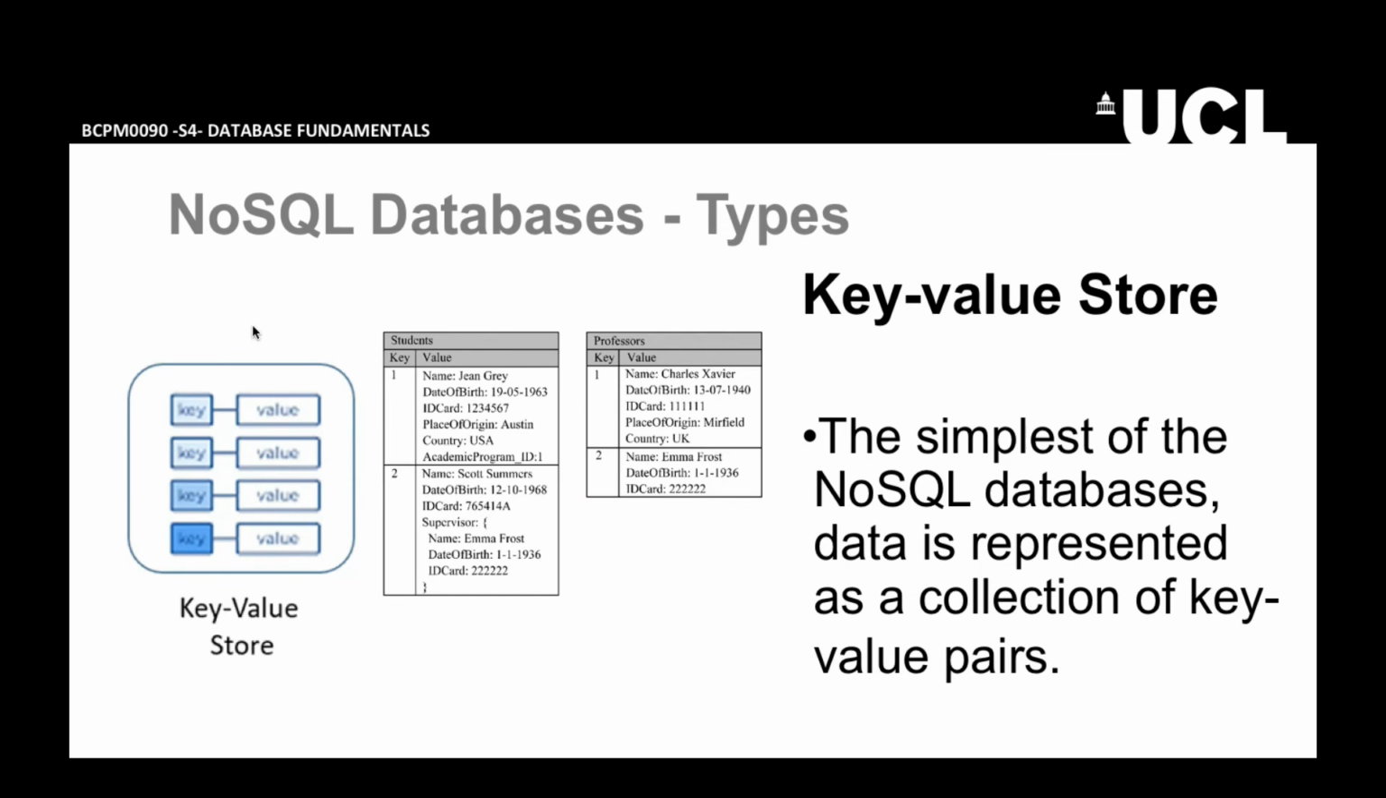Another classical model of NoSQL databases is the key value store. This is the simplest way to produce a NoSQL database. In that case, the data is represented as a collection of key value pairs. Actually, you already know how to create this kind of database by using a dictionary in Python.